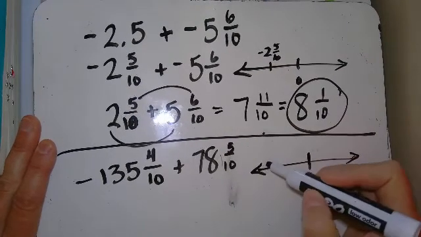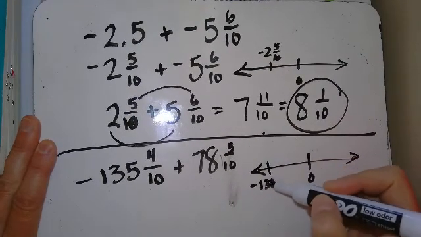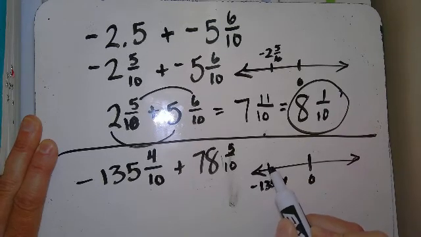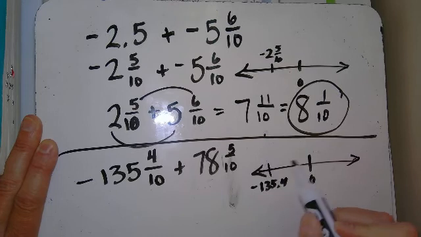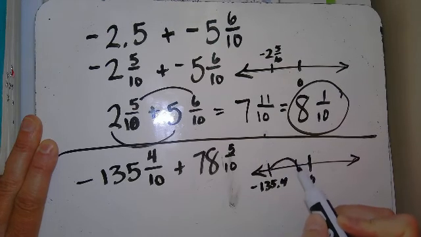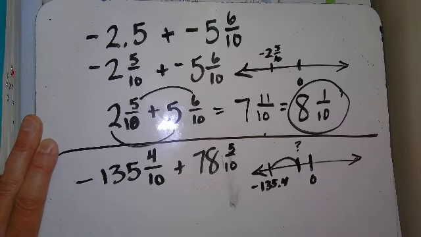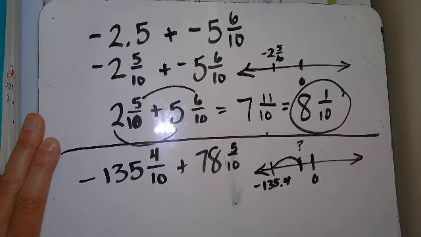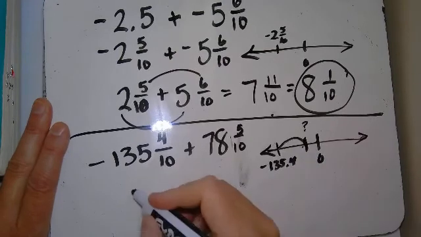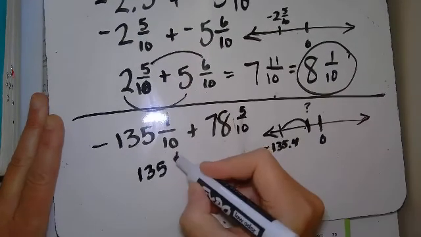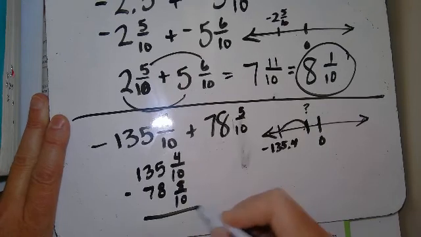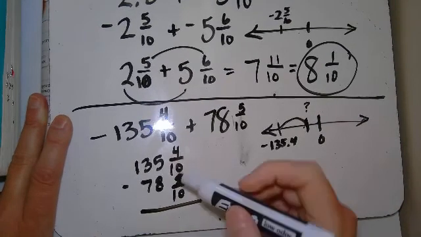I'm going to visualize where this is on the number line. So I know that negative 135 4/10 is way over here on the number line. And when I add 78 5/10, I'm not adding enough to even get to 0. So I'm adding 78 5/10 and I end up somewhere right here, but I'm here on the negative side of the number line, right? So I'm going to go ahead and figure out where I'm at by taking 135 4/10, and I'm going to subtract 78 5/10.